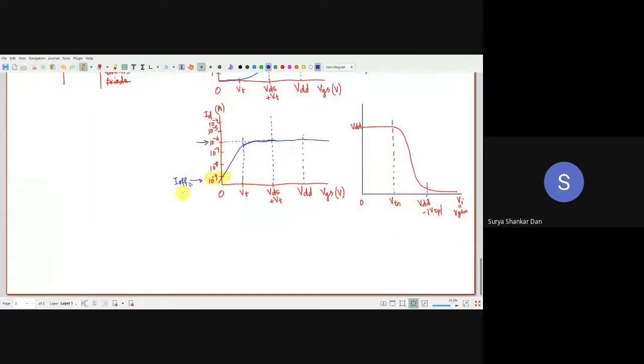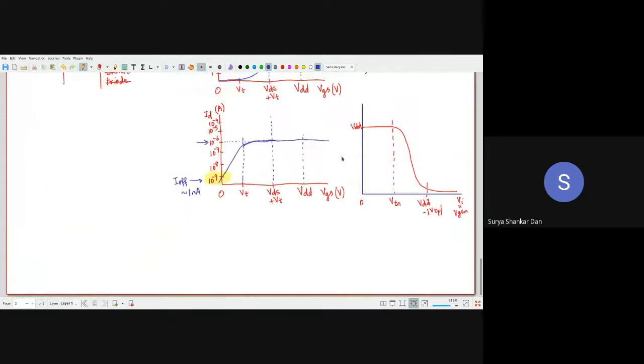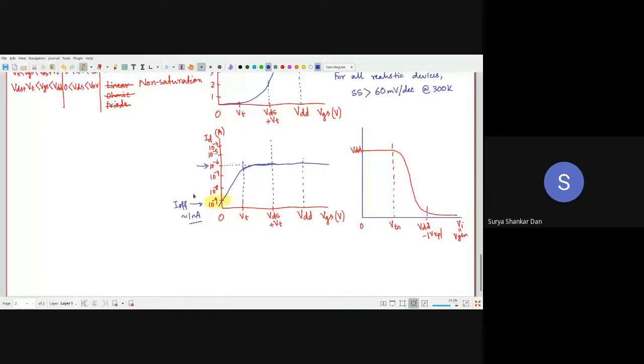Very good. So now this I off is in the order of, I should not say exact because this is a log scale, in fact a single digit, let us say 1 nanoampere. And here it is 10 microamperes. Very, very important concept we are learning now.